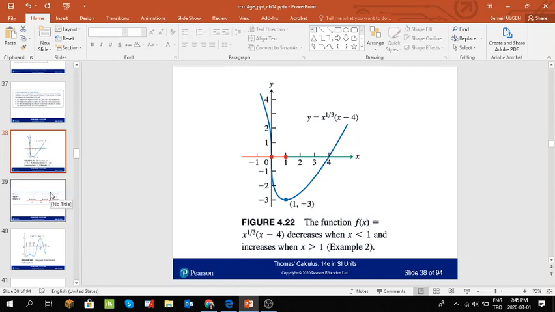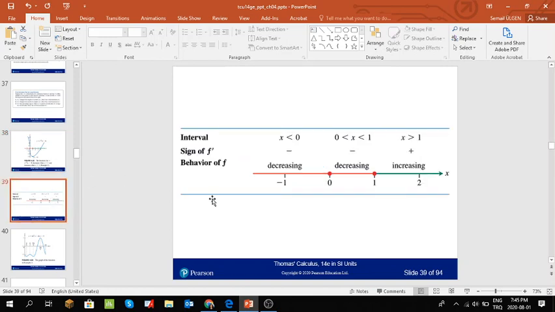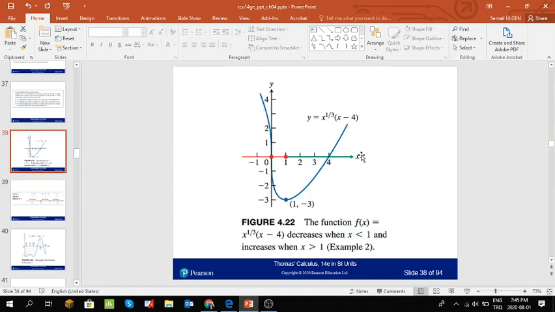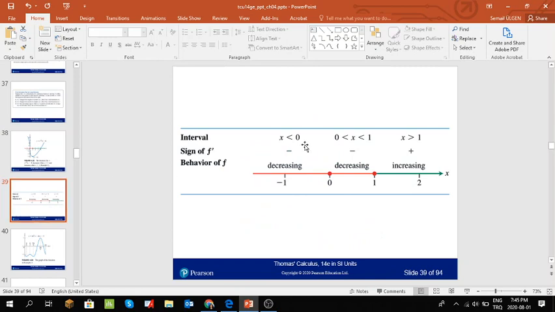However, of course, usually we will not have the graph. If you don't have the graph, what are we going to do? We are going to look at the derivative. So we are going to take the derivative of this function, and then you're going to see that whenever x is less than 0, the derivative is going to be negative. Between 0 and 1, it is negative. Whenever x is bigger than 1, it's positive.